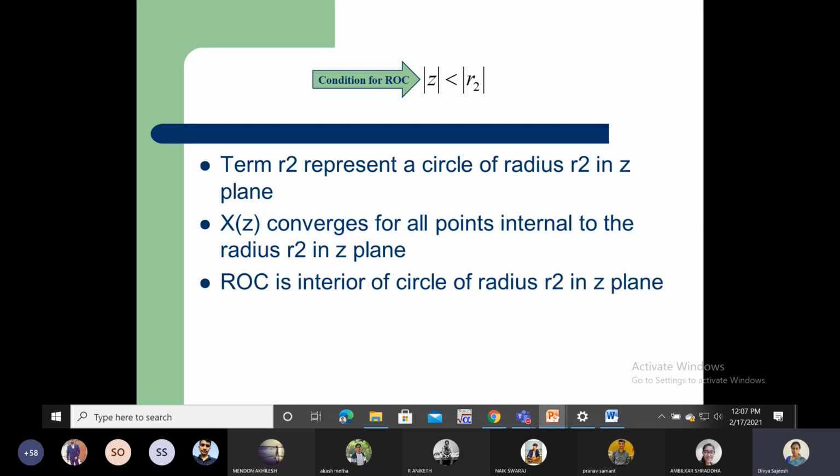So finally I can write this as the interior of the circle. Earlier it was the exterior of the circle. Now it is the interior of the circle of radius r2 in the z plane. So if I draw it graphically, the hatched line will now come inside the circle.